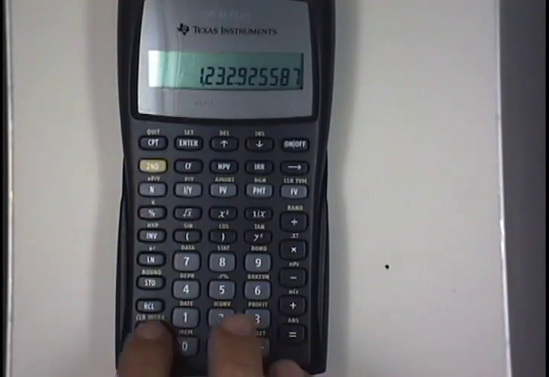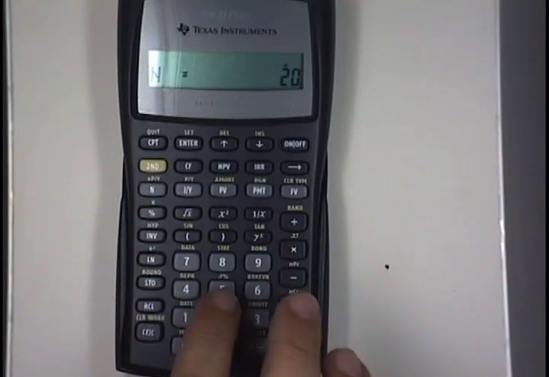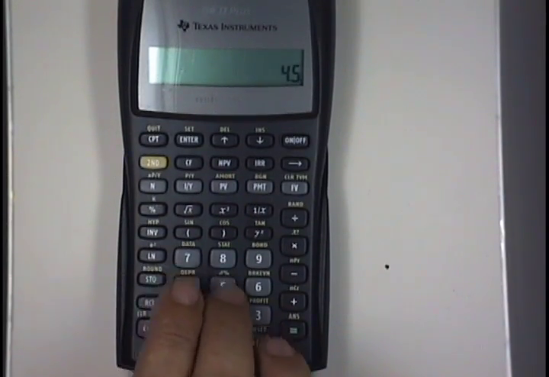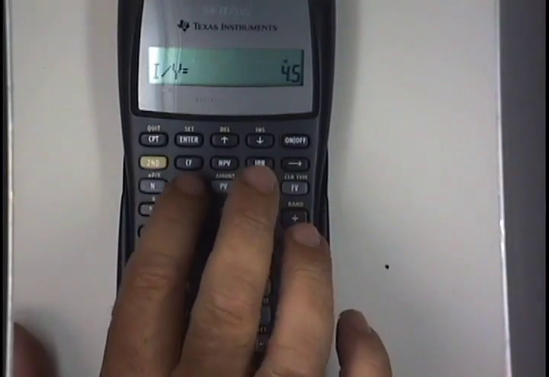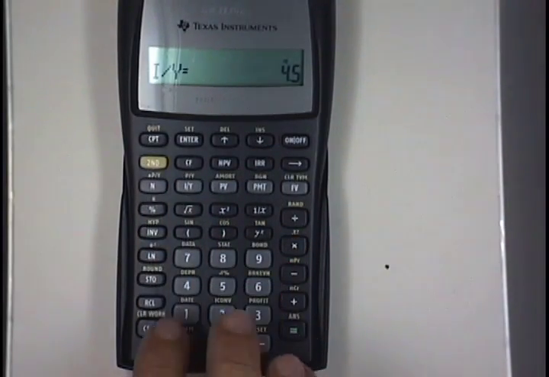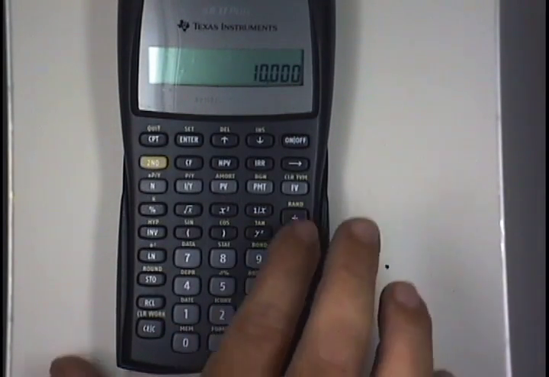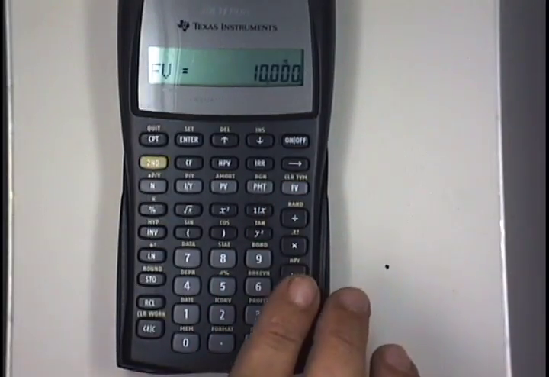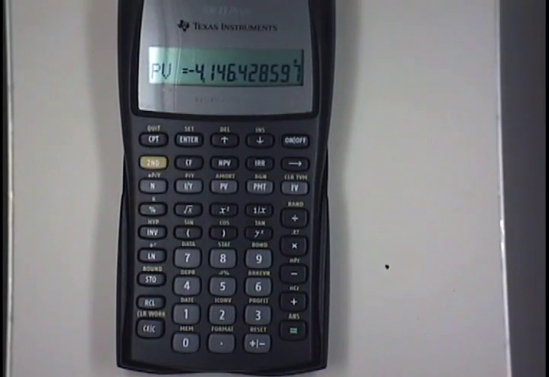Clear my time value of money, erase the numbers. I now have 20 periods, 4.5. 4.5 is my interest rate. I have a 0 payment, and I want my future value to be $10,000. Compute my present value. You can see we need to start with $4,146.43.